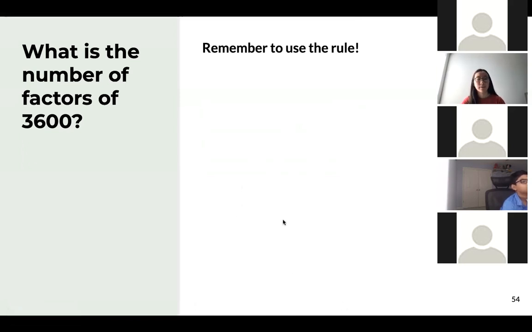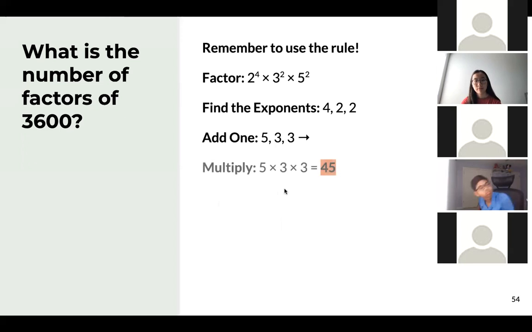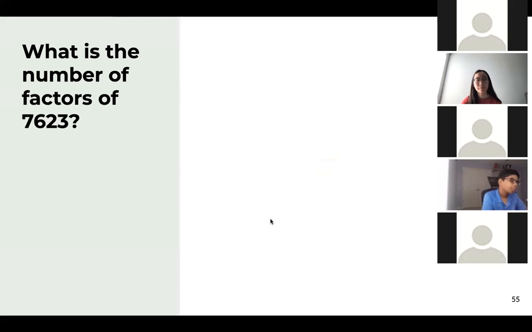Okay, you are correct if you said 45. So the prime factorization of 3,600 is 2 to the 4th times 3 squared times 5 squared. And then the exponents are 4, 2, and 2. If you add 1 to them, that becomes 5, 3, and 3. And 5 times 3 times 3 equals 45. So good job. All right, next one.